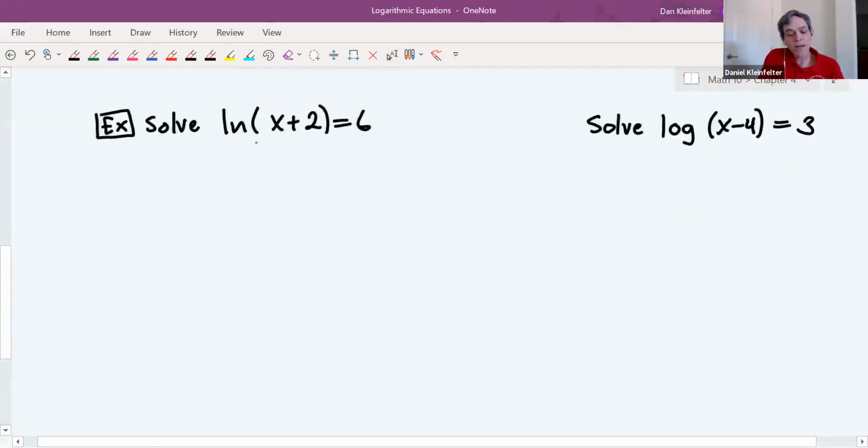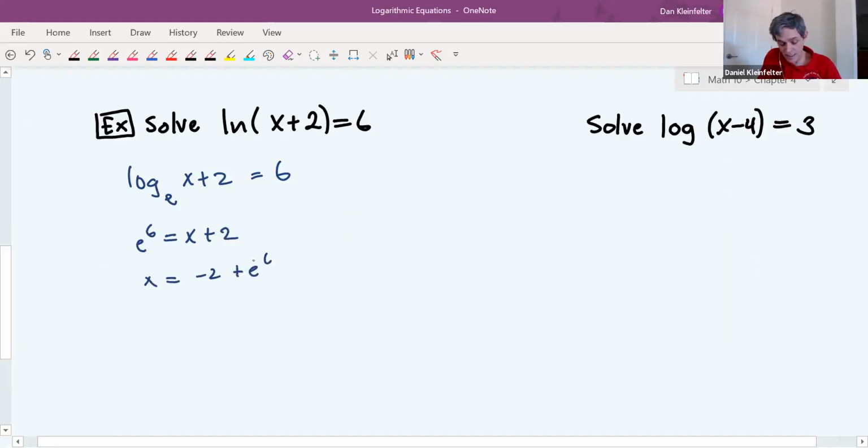So on the left, we have the natural logarithm of x plus 2 is equal to 6. So this has a logarithm just equal to a number. So I'm just going to rewrite that in exponential form. Remember that the natural logarithm, if it helps you, you can rewrite that as log base e, if it helps you get the right things in the right places. So then putting that in exponential form, we'll have e raised to the 6th power is equal to x plus 2. So then x will be -2 plus e to the 6th power. Okay, and that's it. We'll just leave it at that.